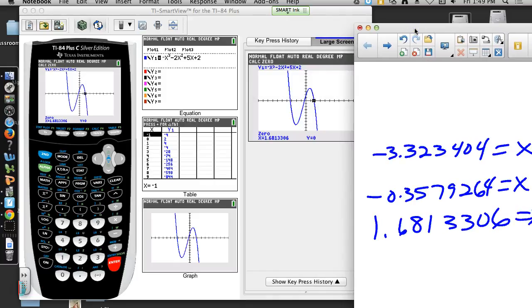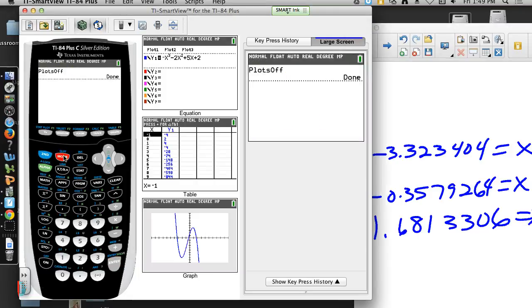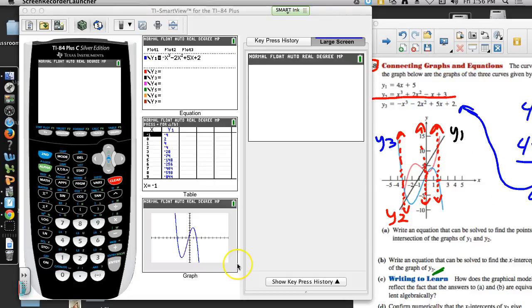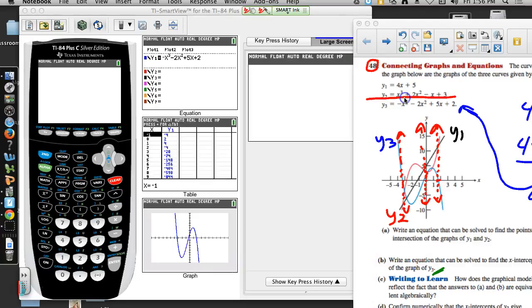Our top equation, that was the 4x plus 5. So we need to go back to the main screen and say, okay, what's 4 times, and I'll do the first number up there, which was negative 3.323404. There we go. And then plus 5. And that comes out to negative 8.293616. All right, I'm trying to punch this one in with the equation that's underlined in the red here.